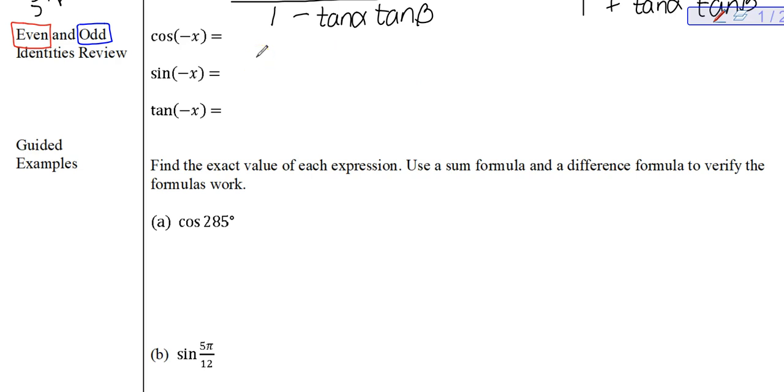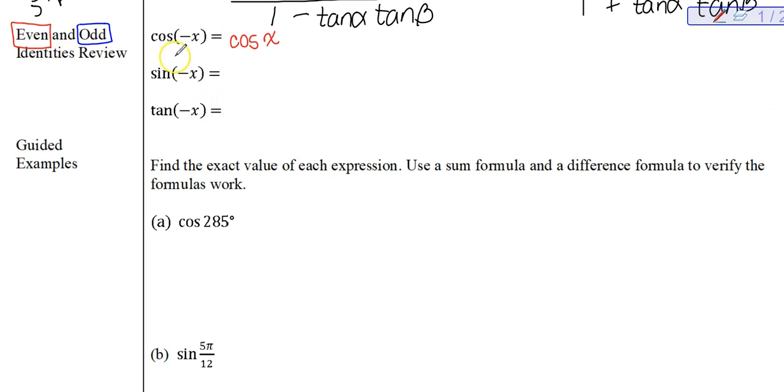So which of these, one of them is even and two of them are odd. Which one's even? Cosine. That's right. So the cosine of negative x is equal to the cosine of positive x. Remember, even functions are symmetric on the y-axis. So cosine of x is equal to the cosine of negative x. So cosine of a negative angle is equal to the cosine of that angle if it was positive.